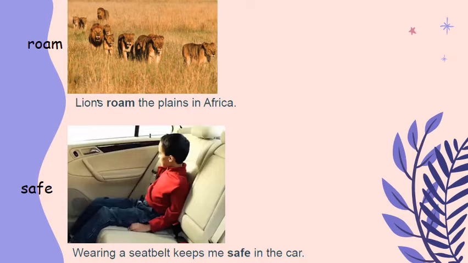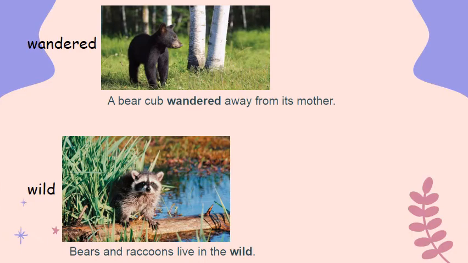Safe. Safe means away from harm or danger. Wearing a seatbelt keeps me safe in the car, or my hamster is safe in its cage. Now we have the word wandered. Wandered means moved here and there, or moved freely as well. For example, a bear cub, or a baby bear. The baby bear is called a cub. A bear cub wandered away from its mother.